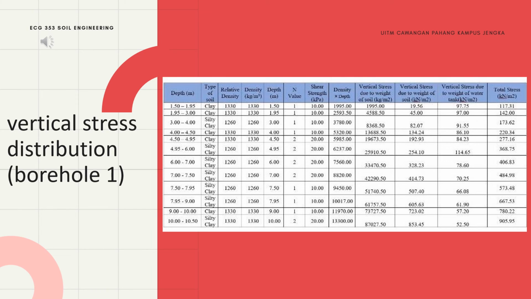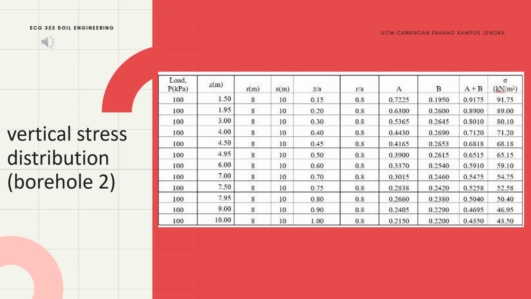After that we can calculate the vertical stress due to the weight of soil, which is just multiplying the density and the depth value, then converting the value to kilonewton per meter square. From that, we can calculate the total stress by summing up the vertical stress due to the weight of soil and the vertical stress due to the weight of the water tank at certain depths, which are 1.5 meter, 1.95 meter, 3 meter until 10 meter depth.